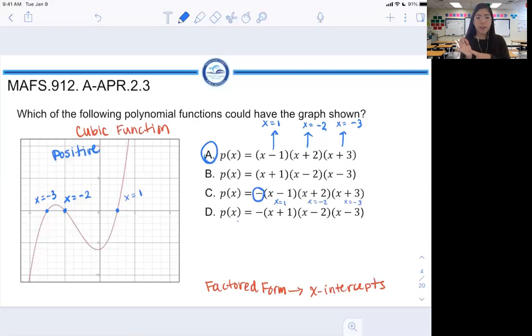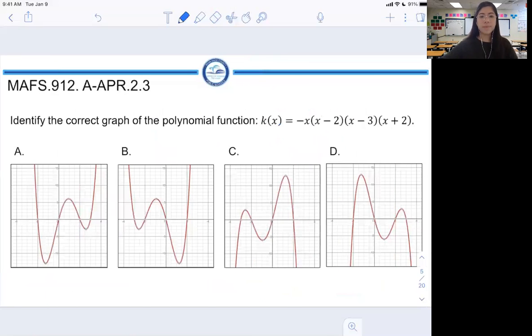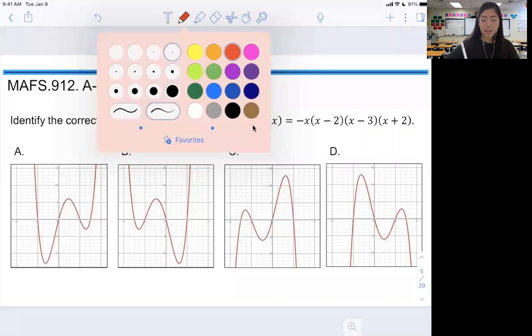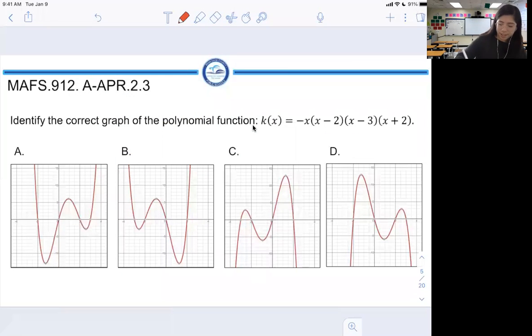The first thing is identify the correct x-intercepts, and then make sure you have either a positive graph or a negative graph. Let's do a couple more. Now these look crazy, don't they? So these are not cubic functions, these are quartic. Again, doesn't matter. Quartic functions. They look like wavelengths. Yeah, nice connection. Where have you learned about wavelengths?